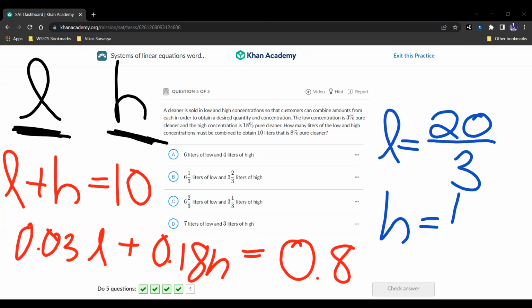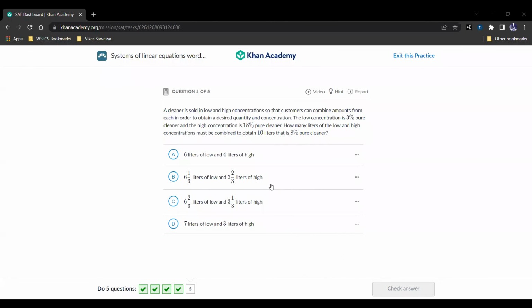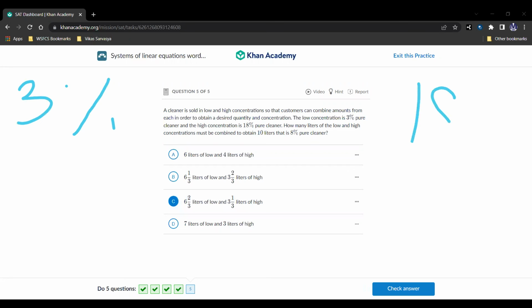H is 10/3. And in questions like these, I do want to introduce this other method, which isn't really as much of a method as it is an astute observation by which you can solve the problem. But it's really just, let's do this first of all, right? And we know that this is our answer right here. But let's think about what we've gotten, right? So we have a 3% and we have an 18%. And we're trying to get to an 8% in the middle. Right, that's what it's supposed to be when combined.